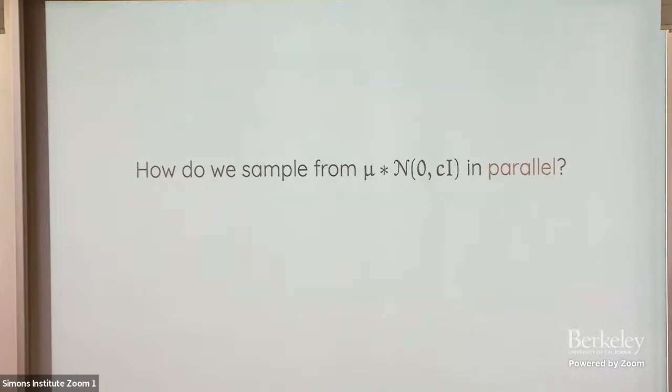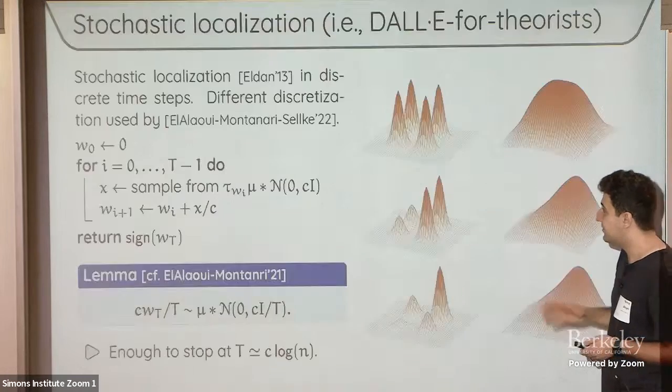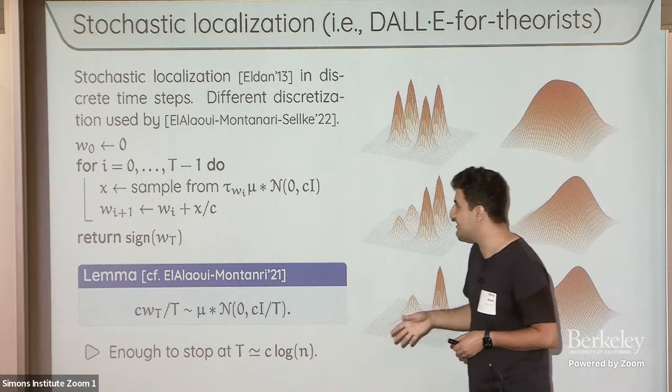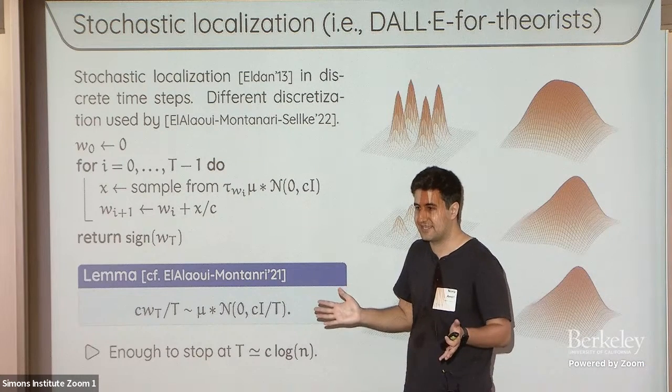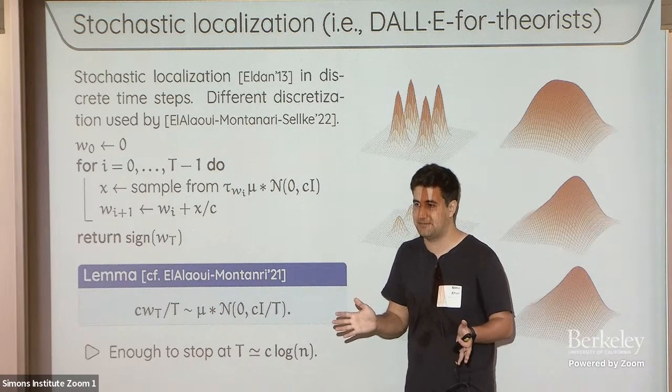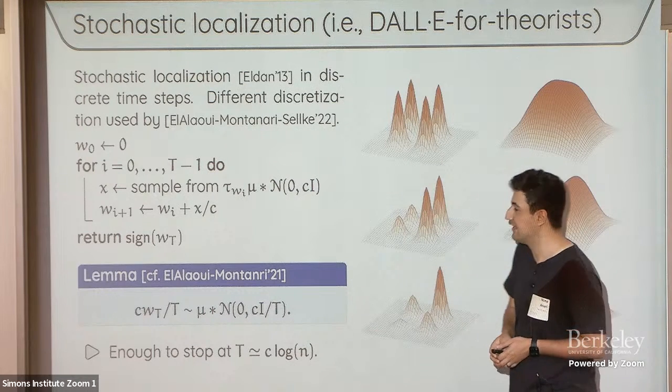Cool. Okay. So one thing that I haven't shown you so far is there is this continuous distribution. We know it's log concave, but how do we actually sample from it in parallel?